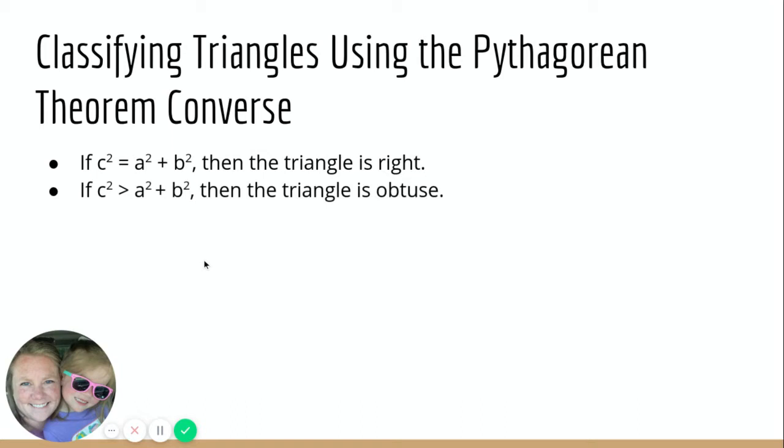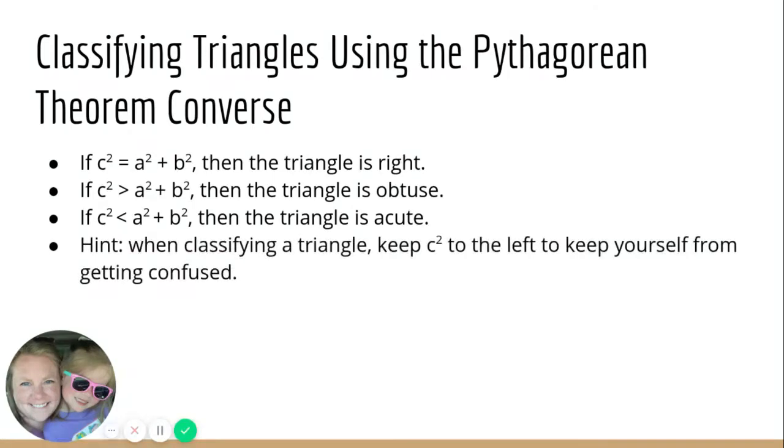If c squared is greater than a squared plus b squared, then the triangle is obtuse. And something to note, c is always going to be the largest number or the largest side. And then the a and b are going to be the two smaller ones. If c squared is less than a squared plus b squared, then the triangle is acute. And when you're classifying a triangle, I'm going to show you how to set this up in just a second as best I can. Keep c squared to the left to keep yourself from getting confused.